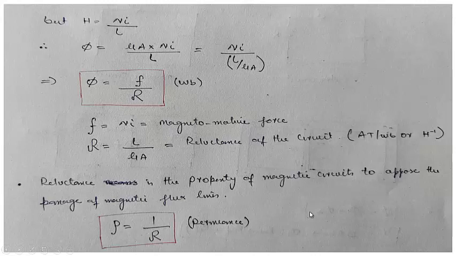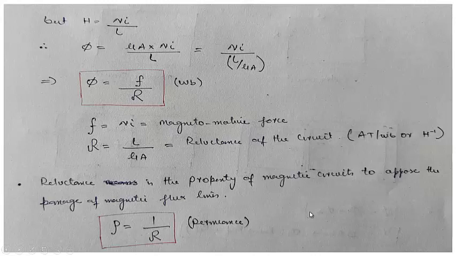I will divide mu A into the numerator as well as denominator. It will be equal to L divided by mu A. So phi is equal to F by R, where F, as I already told you, is equal to this Ni, which is the magnetomotive force, and R is equal to L divided by mu A, that is the reluctance of the circuit. It is analogous to the resistance because resistance is also directly proportional to length and inversely proportional to the area. So resistance will be equal to rho L by A.